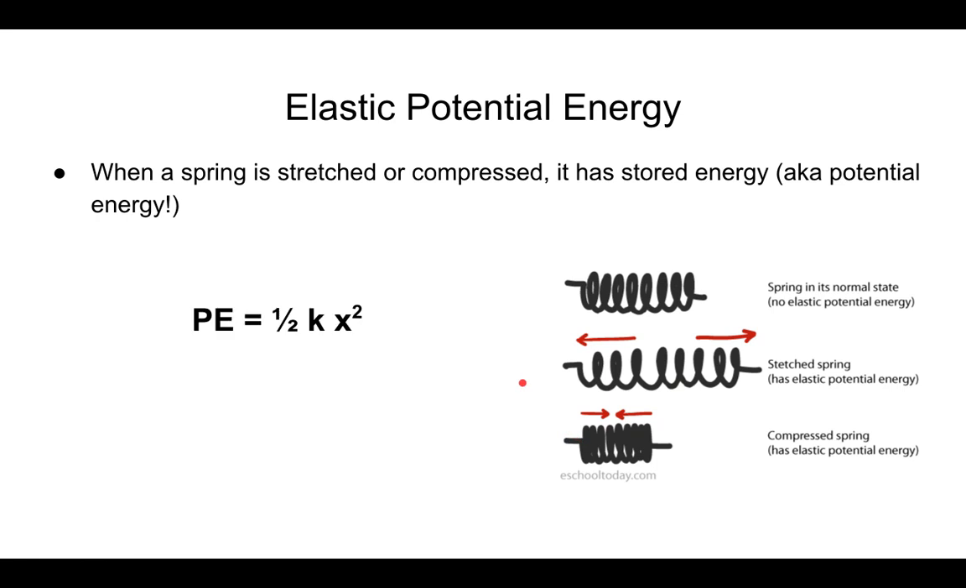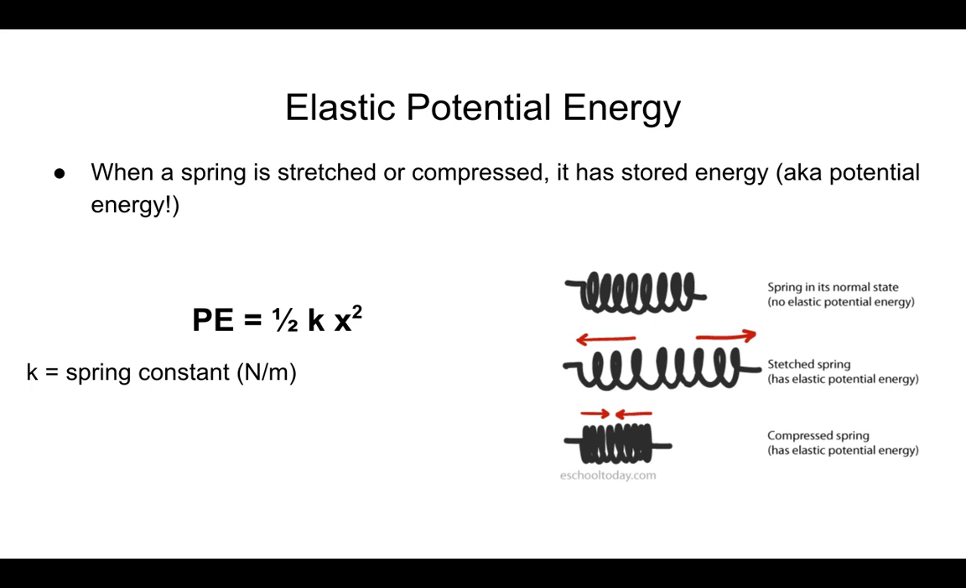Now, the equation for this is elastic potential energy is equal to 1/2 times k times x squared, where k is the spring constant, and the unit for that is newtons per meter. Spring constant, we talked a little bit about this when we talked about Hooke's law, if you guys remember that from Newton's laws back in the day. It's the spring force equation.